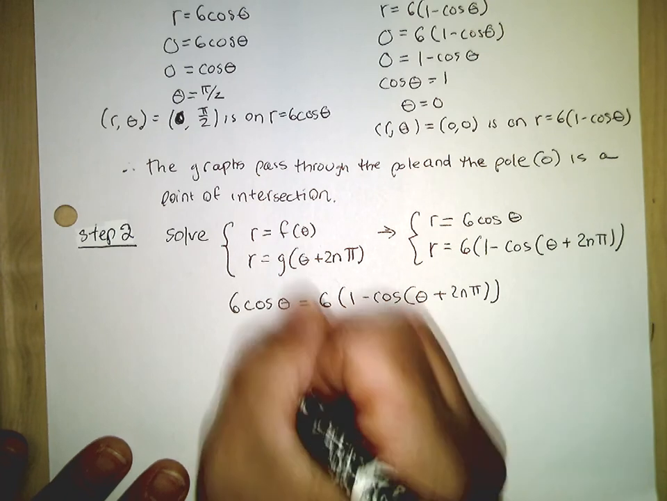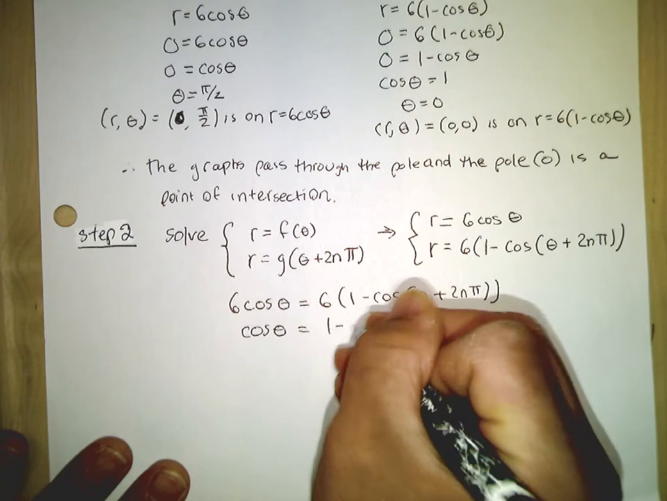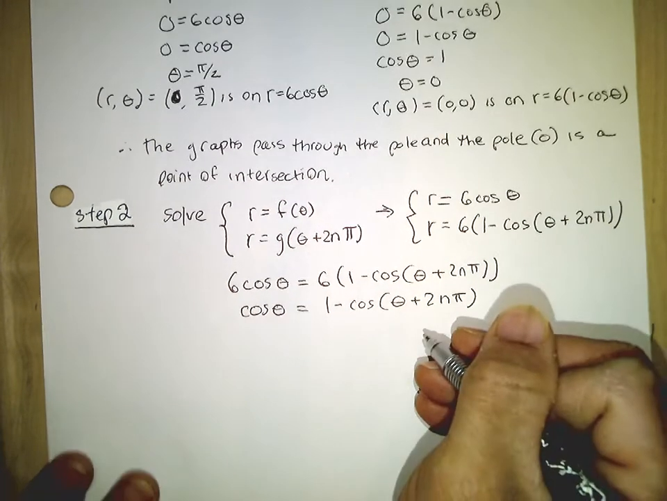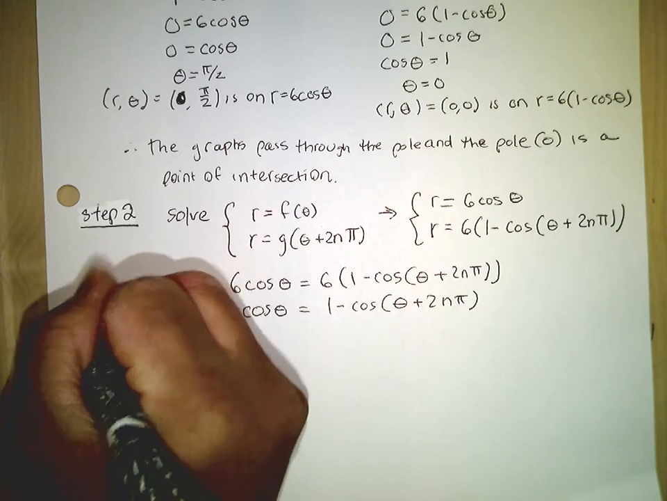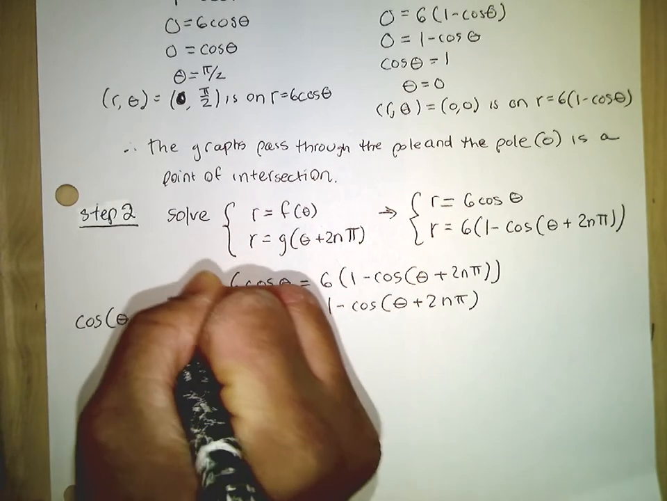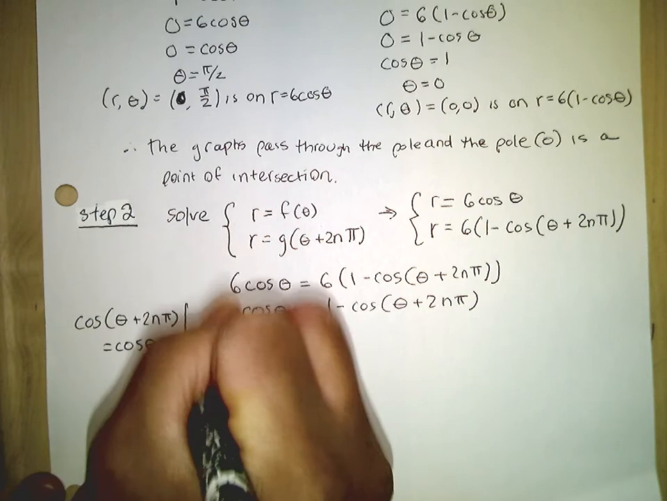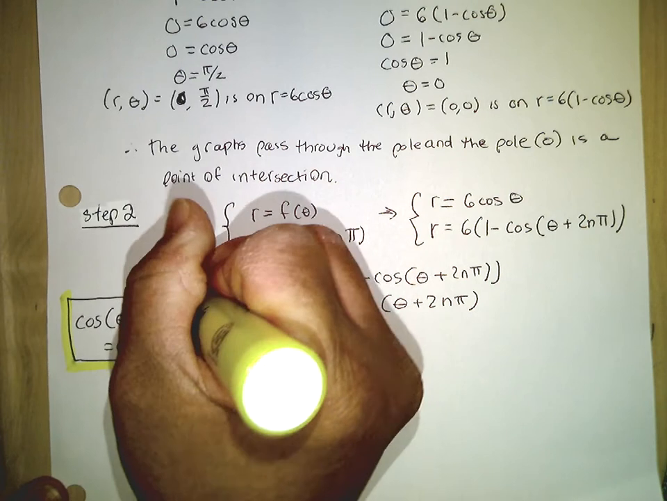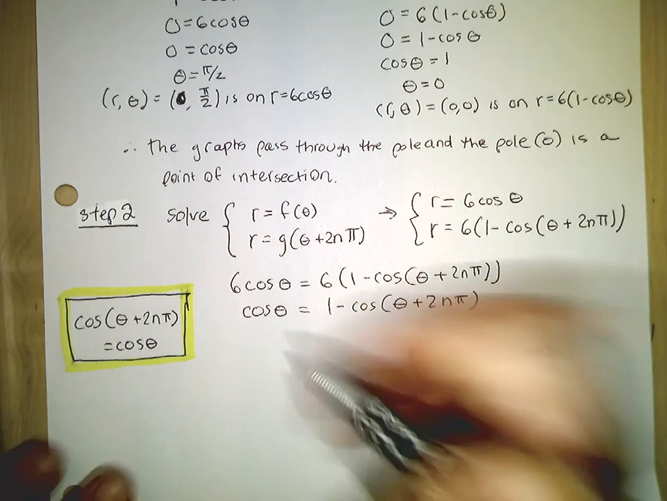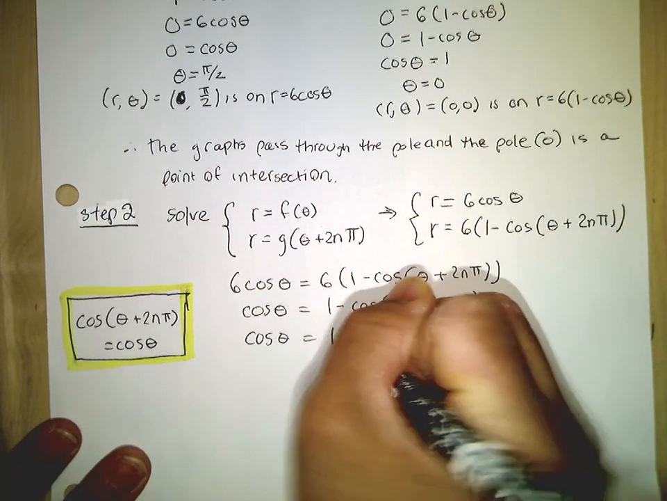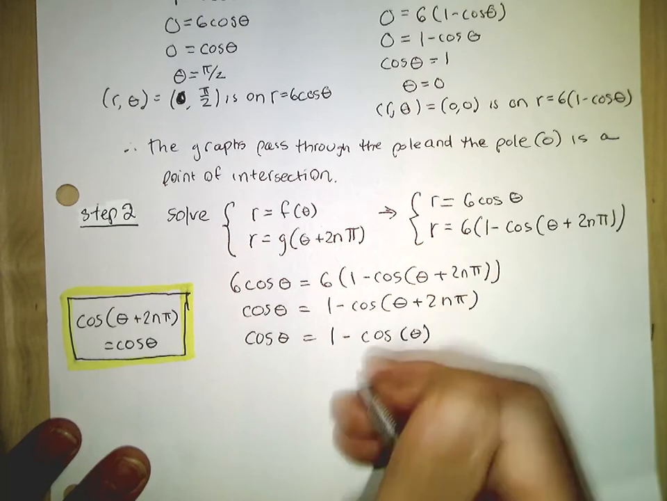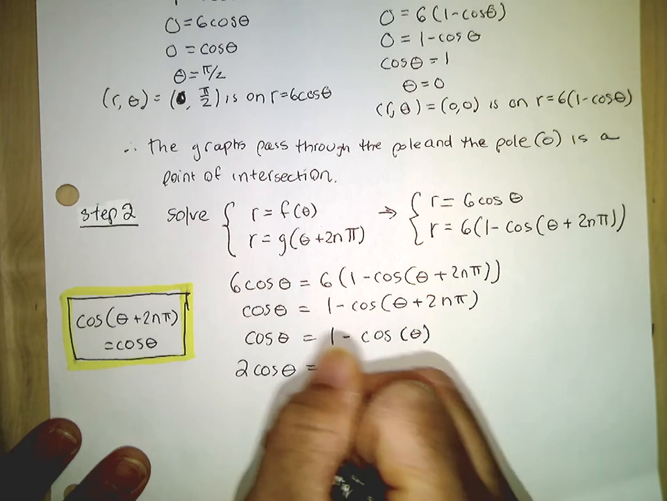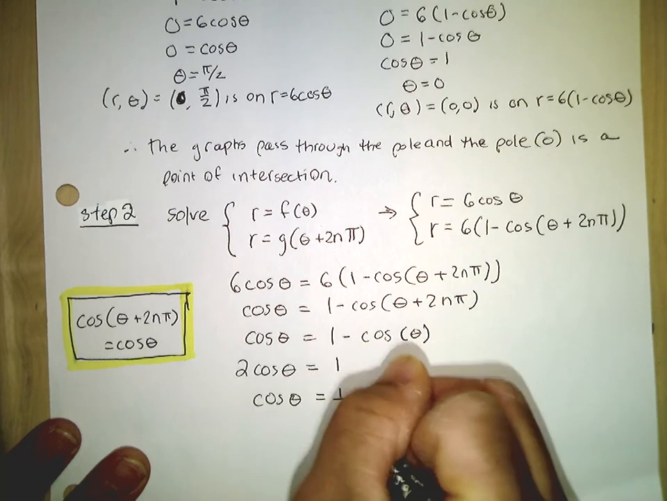I'll divide by 6 to get cosine of theta is 1 minus cosine of theta plus 2n pi. Now, you need to remember this identity here. Cosine of theta plus 2n pi is cosine of theta. So try to remember again every trigonometric identity that you've ever learned in your entire life. So cosine of theta equals 1 minus cosine of theta. So I'll add the cosine of theta to get 2 cosine of theta equals 1. Divide by 2. Cosine of theta is a half.